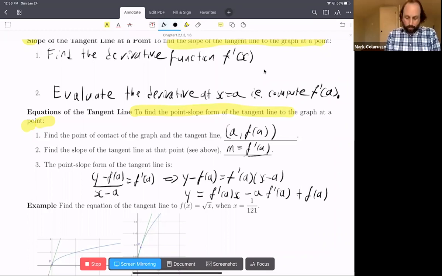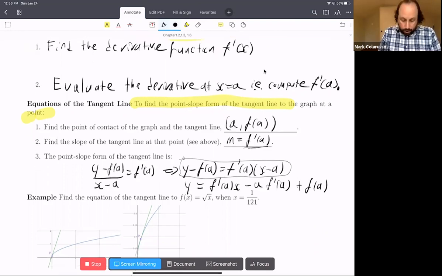But usually just remembering this is enough. Okay, and you can figure it out. You can expand it out to get what you want. Okay, so let's do an example.